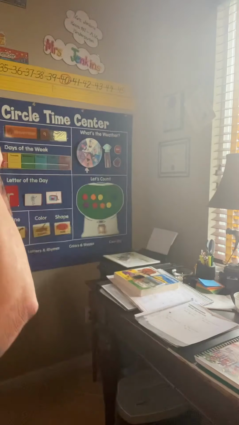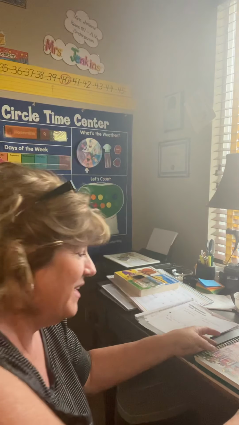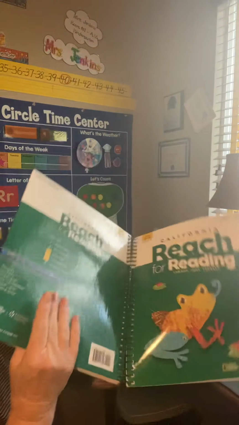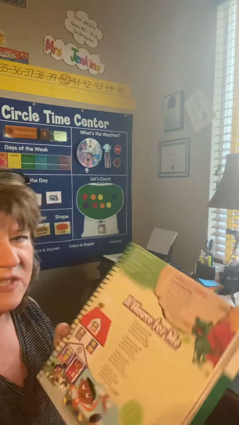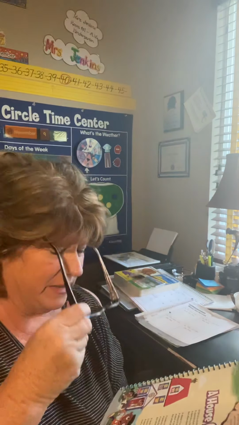Okay, so that is that book. That's a beautiful book. And then I have one more thing I need to read to you. This actually comes from the teacher's manual. I had to get this at school on Saturday because I didn't have it at home. But this is just a little poem, okay? It's called A House for Me. It's really cute and it's short. Okay, I gotta put my glasses on here.